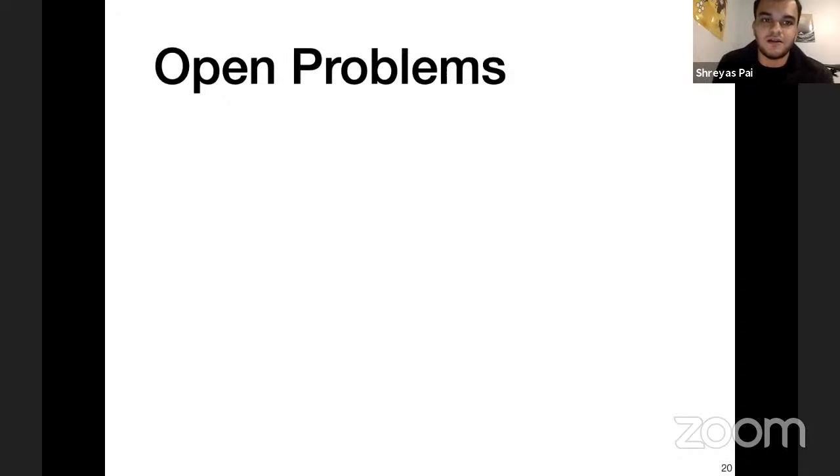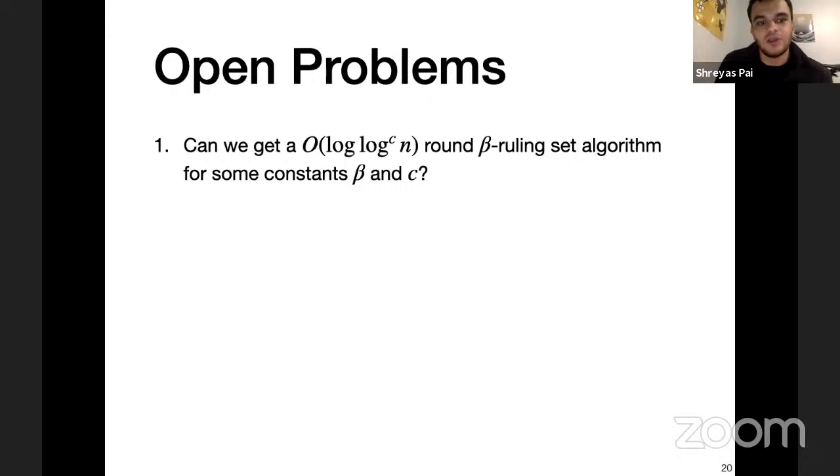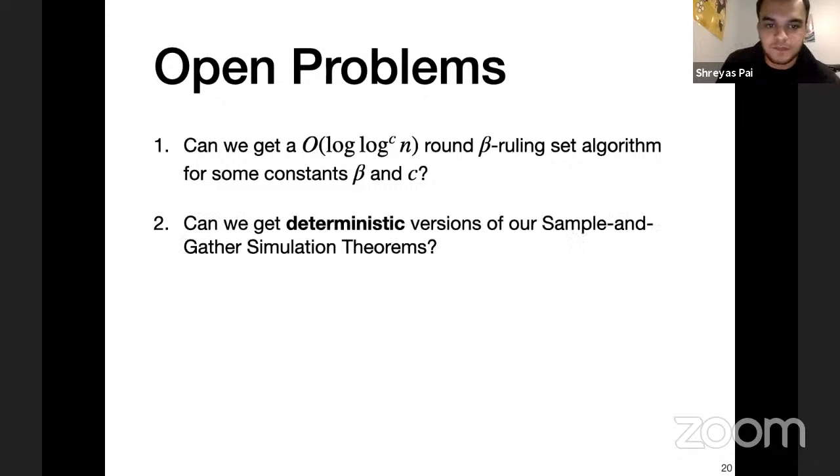So let me end with a few open problems that are left from our work. The main open question is, can we get a polylog n round beta ruling set algorithm for some constant beta? This was the question that initially motivated our research, and we quickly realized that this is not really possible from the current techniques that we have. The current techniques only allow us to get a log delta raised to some constant time for beta ruling sets.